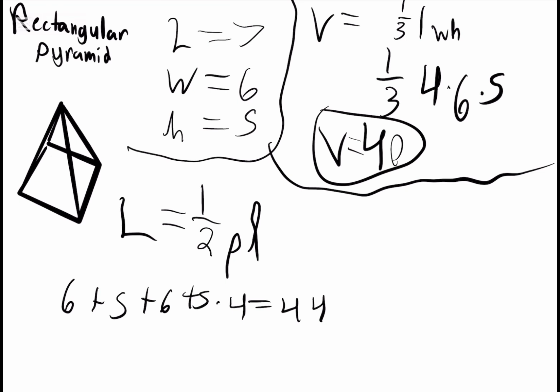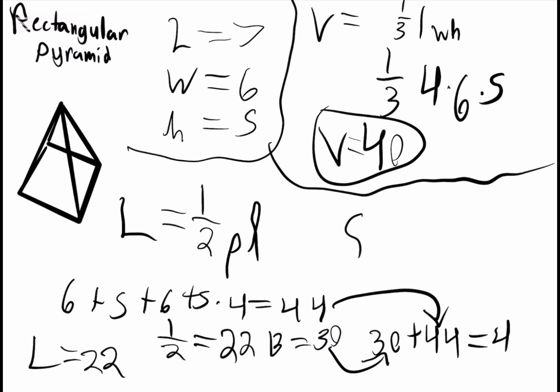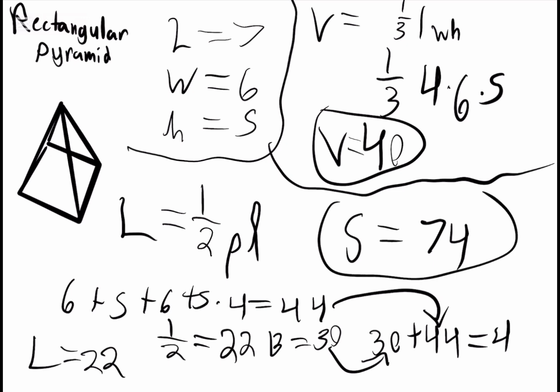So, now we will do that in half. 1/2 would equal 22. And that would equal 30. Since our length would equal 22. So, now we'll do 30 plus 44 from here, which would equal 74. So our surface area for a rectangular prism with these would be 74. That is how you find the volume and surface area.